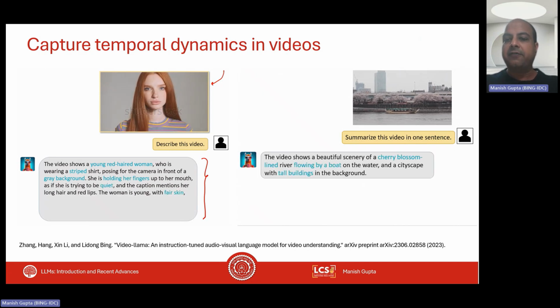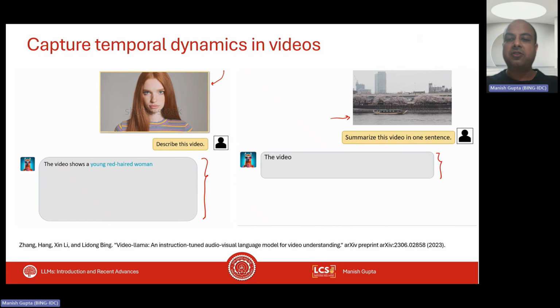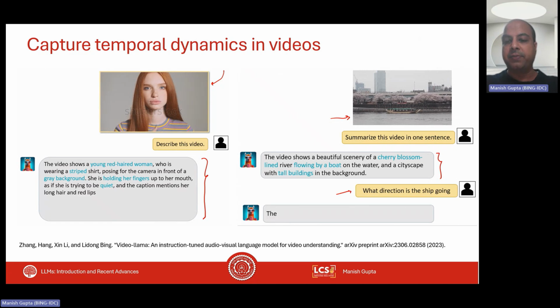On the right side, of course, you see this video, and of course, you can summarize the video, sort of generating a video caption. But you can also ask factual questions like what direction the ship is going. And as you notice, the model rightly describes that the ship is actually moving towards the right side of the video. Okay.